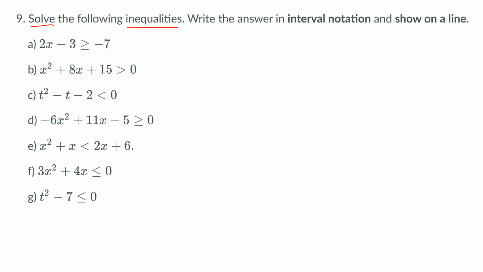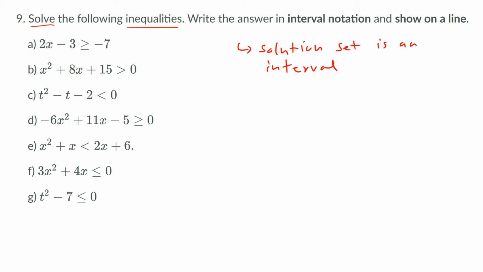But when you solve an inequality, the solution set is an interval. So that's one thing we need to remember. The solution set is an interval. That's the major difference between an equation and an inequality. So you always get intervals.